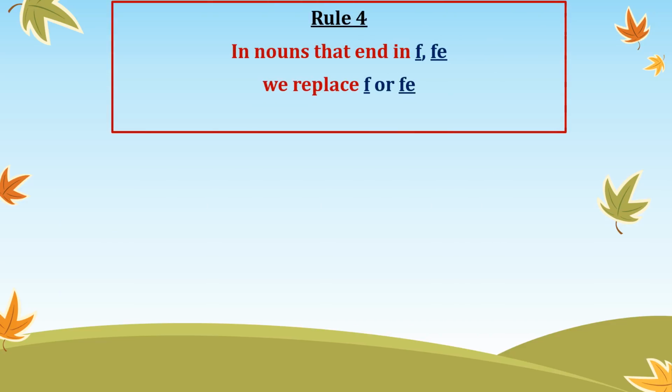Moving on to rule number 4. Rule number 4 says in nouns that end in f or fe, we replace f or fe with ves to form plurals. So all you have to do is, if your noun is ending with f or fe, cut them and use ves.